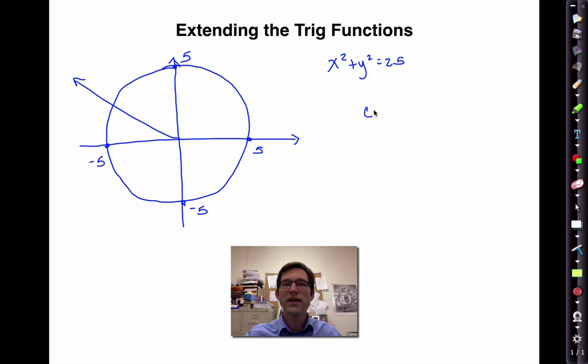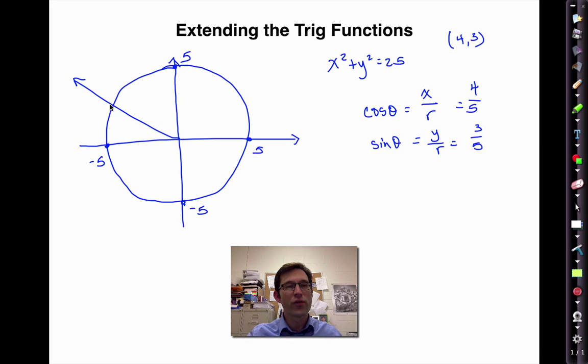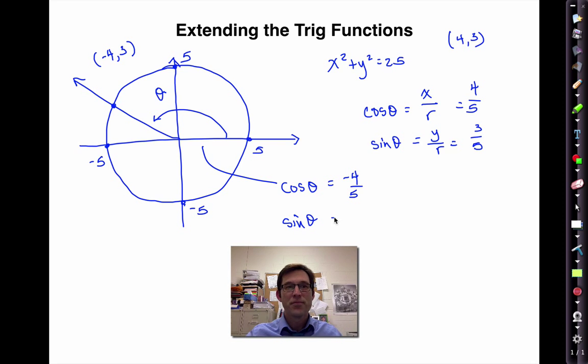Now, what did we essentially do? Last time we said the cosine of theta, we took that x-coordinate, when we were at the point 4, 3, and we divided by the radius. We got 4/5, and the sine of that angle was the y-coordinate divided by the radius. That was 3/5. Well, if we're over here now, let's say that we're now at the point -4, +3. Then whatever this angle is, cosine theta is -4/5, and sine theta is +3/5. So it's really cool.